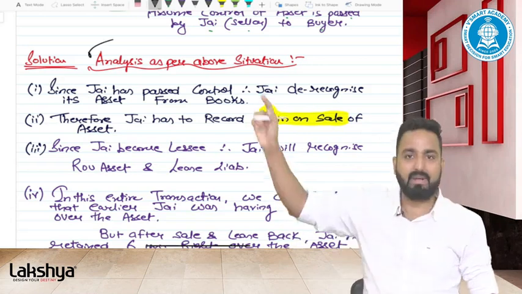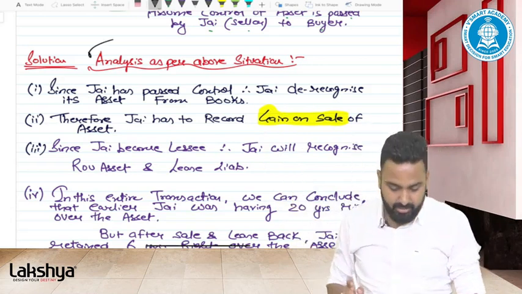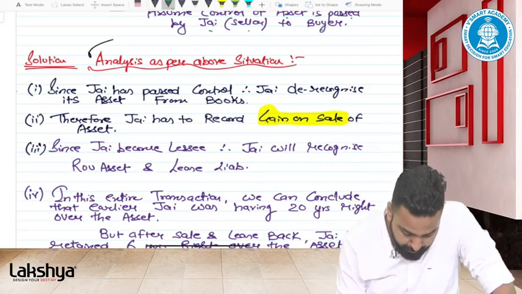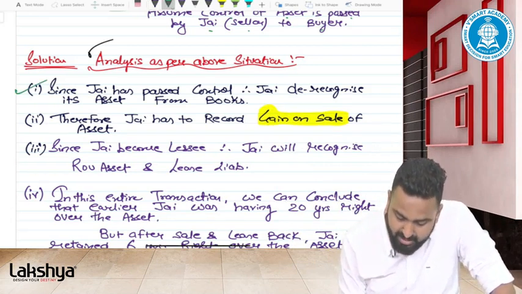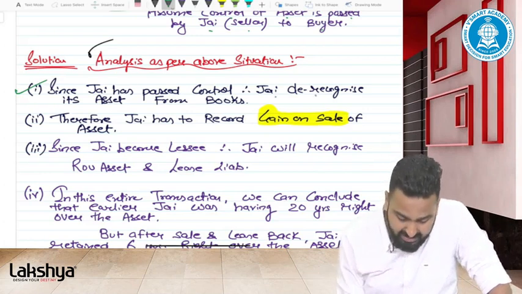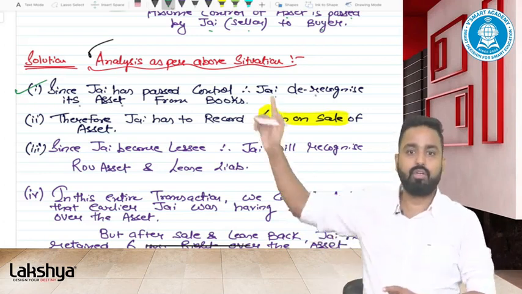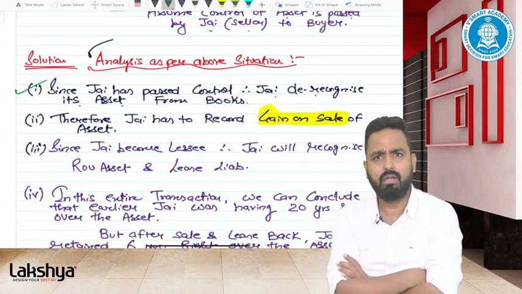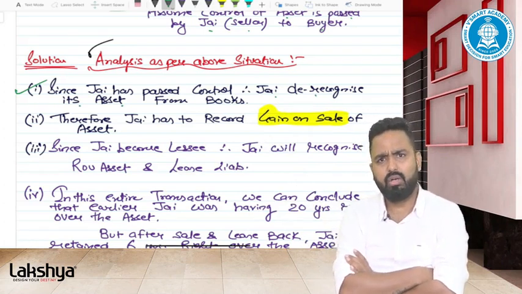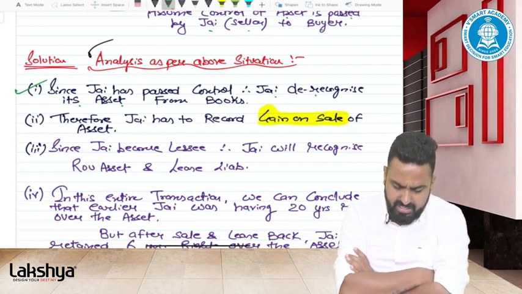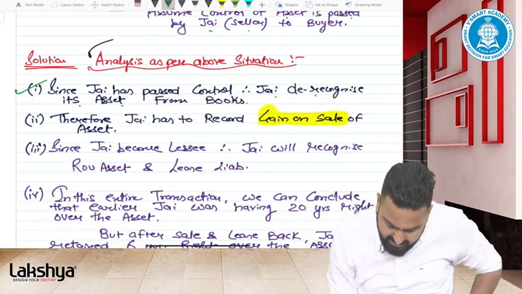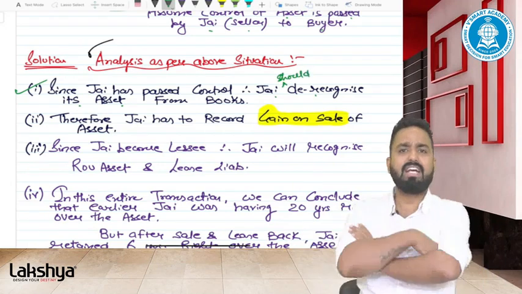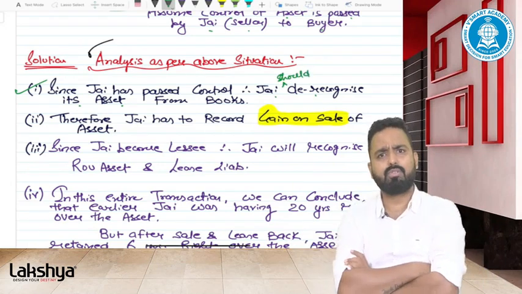Okay. Now, what is the analysis? The analysis as per the above situation, one by one we are discussing. First of all, since Jay has passed control, Jay de-recognizes its asset from books. Understood or not? Jay has passed on the control. So basically, Jay should de-recognize its asset from the books.